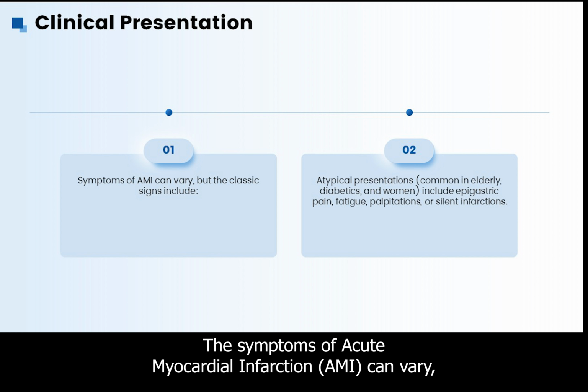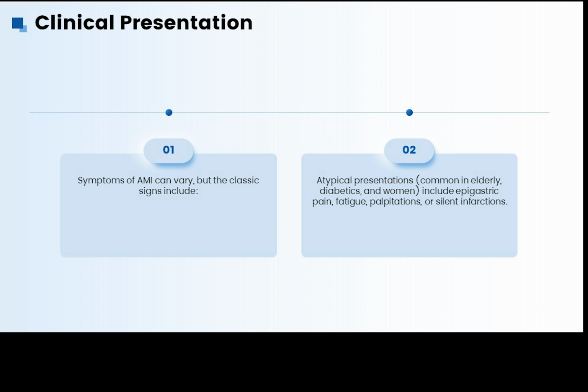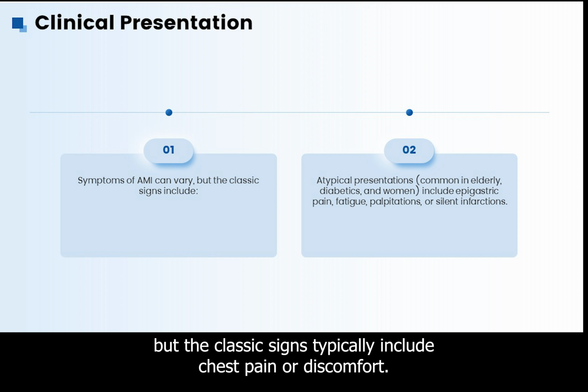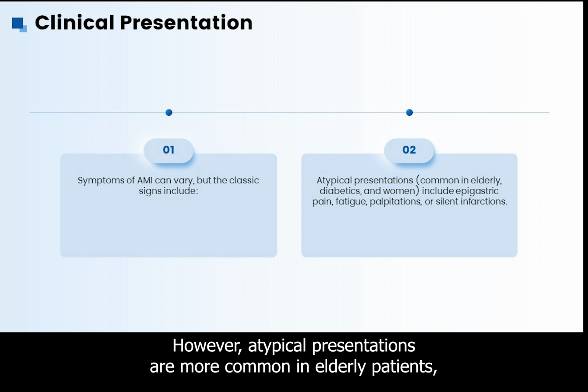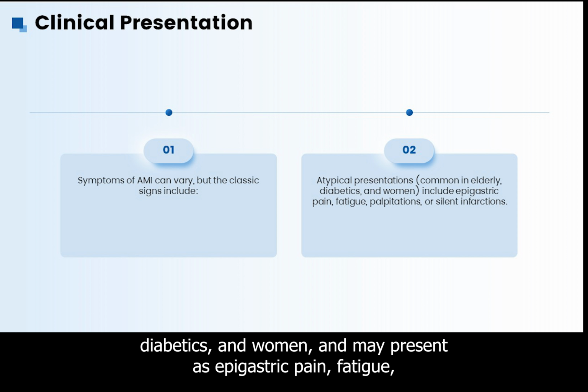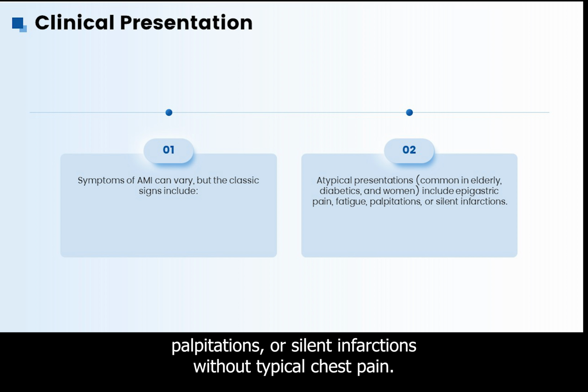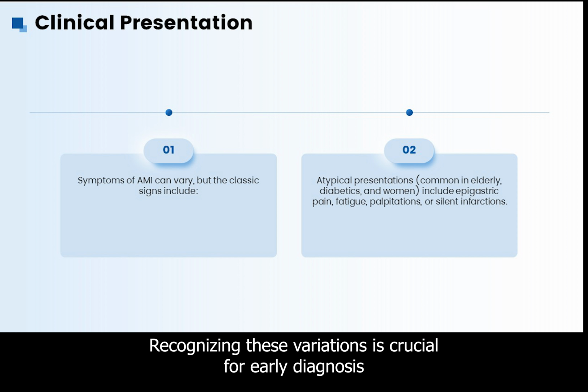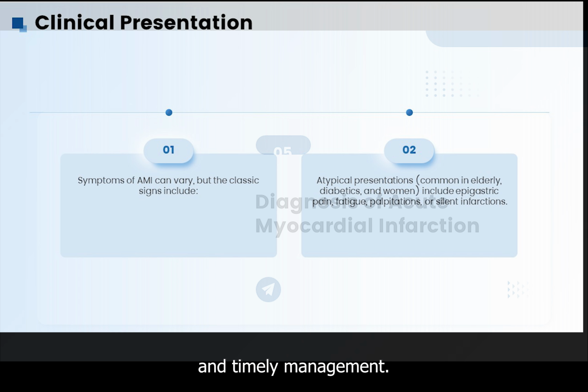The symptoms of acute myocardial infarction can vary, but the classic signs typically include chest pain or discomfort. However, atypical presentations are more common in elderly patients, diabetics, and women, and may present as epigastric pain, fatigue, palpitations, or silent infarctions without typical chest pain. Recognizing these variations is crucial for early diagnosis and timely management.